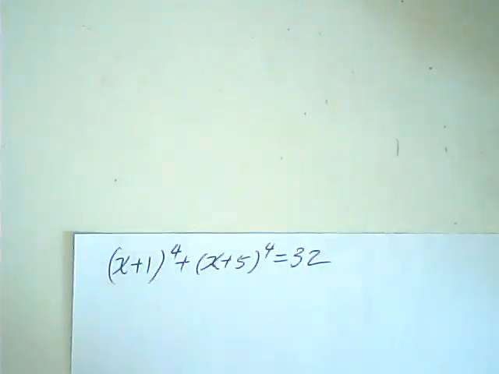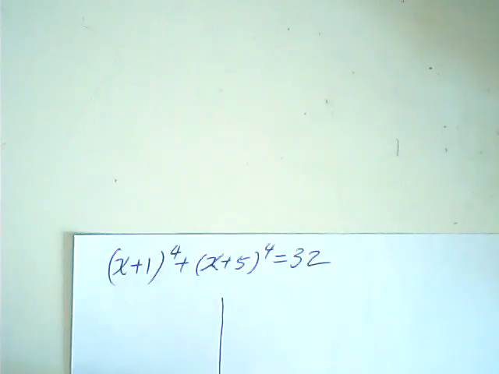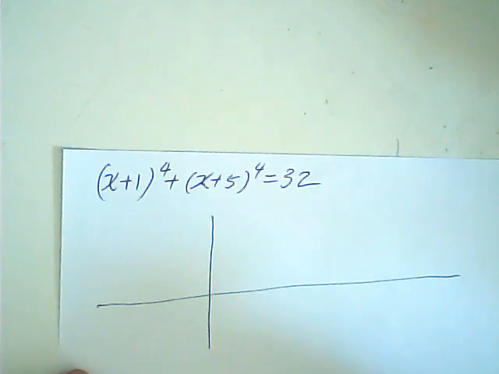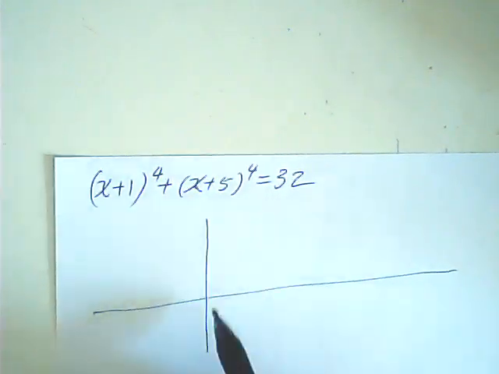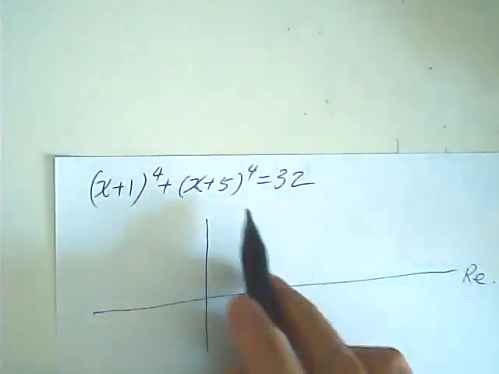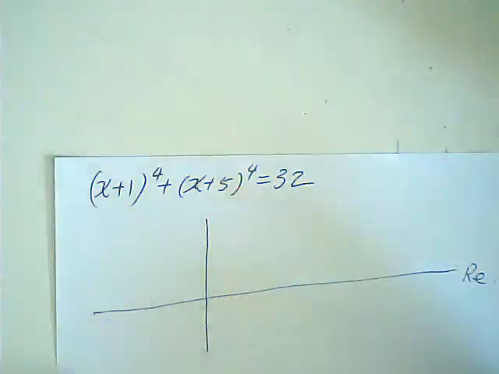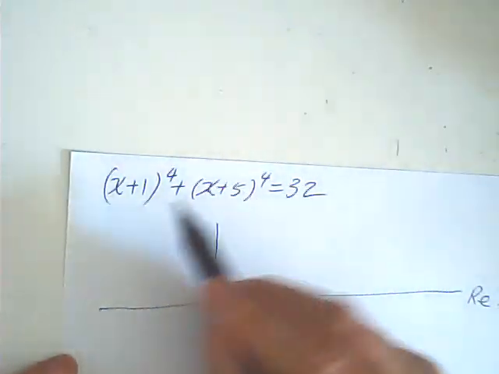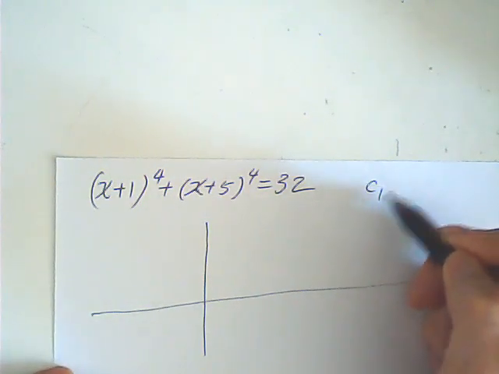from this. These two complex numbers must be symmetrical with respect to the real axis because this one has no imaginary part. So let me see. Now, how about this?